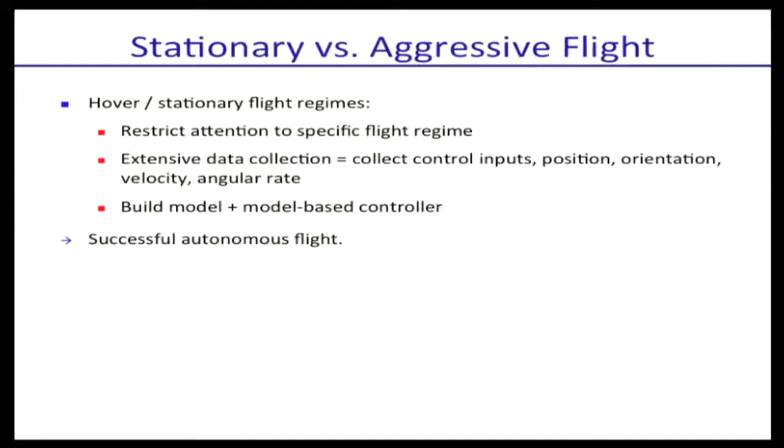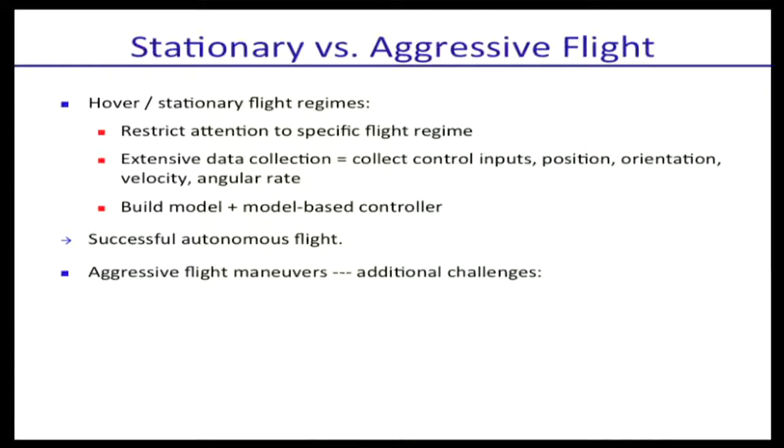OK. So at this point in time, what we have is that hover and stationary flight regimes work well, because you can build a really good model. If you're in a stationary flight regime, you only need to build one model and you're good to go. And that's quite feasible. And you can collect data around that regime and so forth. So that's essentially: build a model, then use a model-based controller, for successful autonomous flight in stationary regimes.